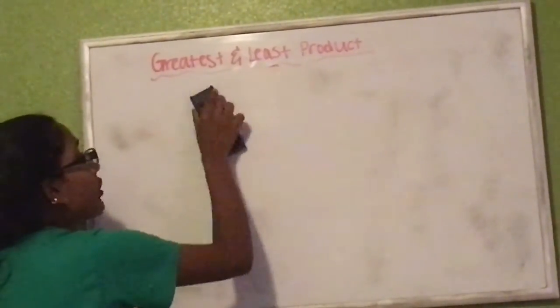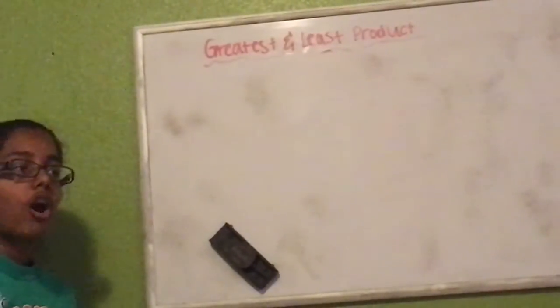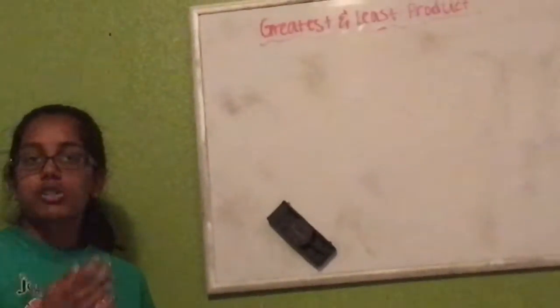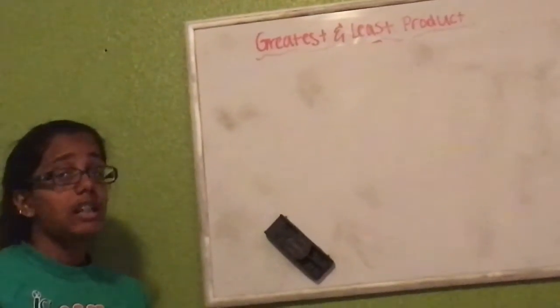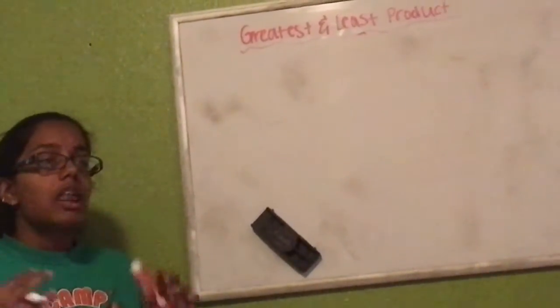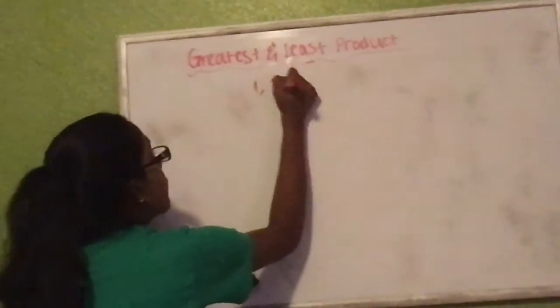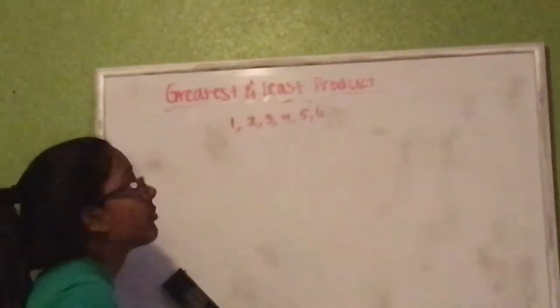The good thing with the greatest product is that you can always add more digits. So unlike the least product, which only works with 4 digits, this method works given any number of digits, as long as you continue to follow the map. So say I gave you 1, 2, 3, 4, 5, 6. I gave you 6 numbers.